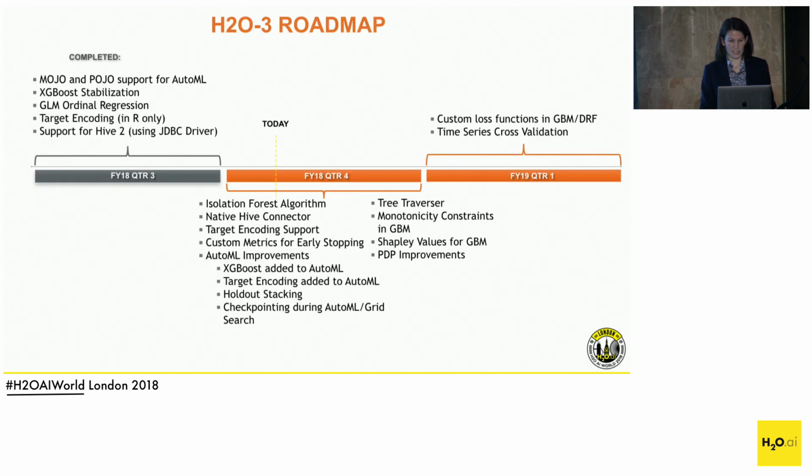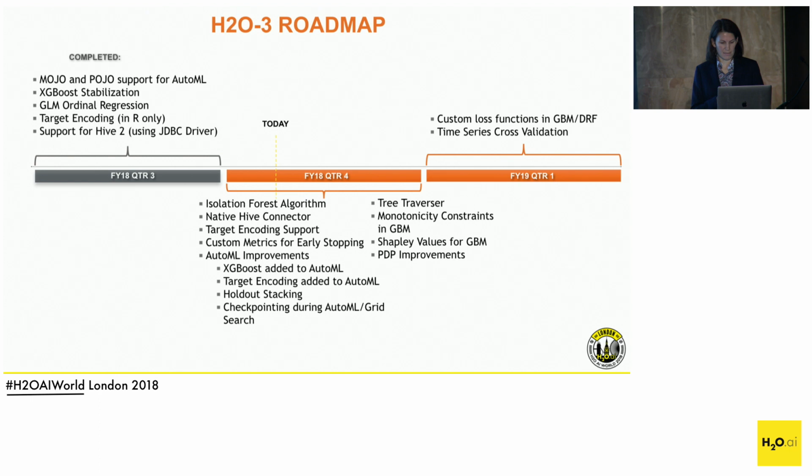And then I just also wanted to mention the H2O 3 roadmap. A lot of the work is driven by what we hear from you, either the community or our customers directly. So this is how we determine our roadmap. Some of the recent stuff that we've worked on is we've really spent a lot of time getting XGBoost to be very stable. And we've done Mojo and Pojo support for AutoML. We first started with target encoding in R. Now we have it in Java, so it's available in Python as well. We added XGBoost to AutoML.